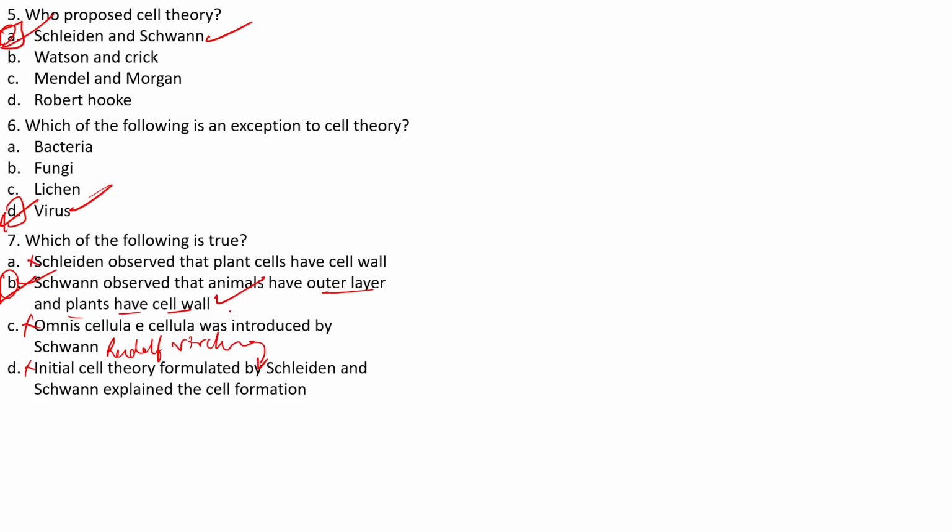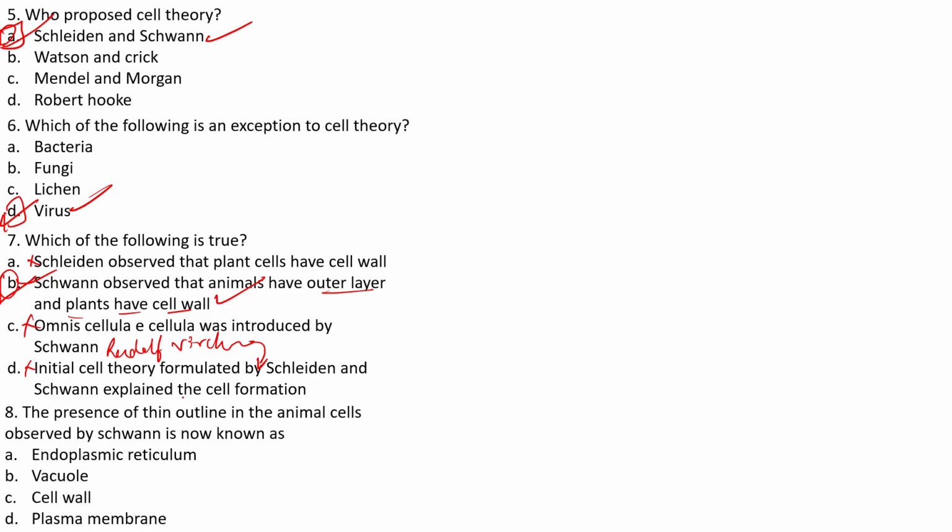Right. So let's look into the next question. The presence of a thin outline in animal cells observed by Schwann is now known as: endoplasmic reticulum, vacuole, cell wall, plasma membrane. We all know it is D, so D is our right answer, that is plasma membrane. Schwann mainly observed that animal cells have an outer thin layer, and this thin layer is none other than the plasma membrane, right?